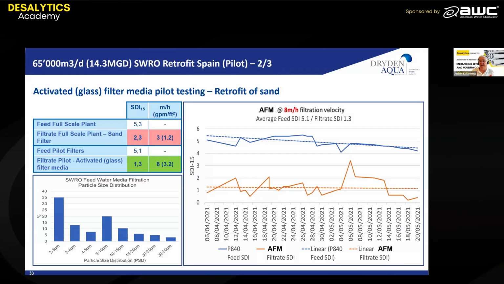So if they would go to 8 meters with their sand filters, the SDI would go to endless 6.6 and higher, and they would have a quick fouling of the RO membranes. So we tested here our filter media. We achieved an SDI of 1.3 at 8 meters per hour. This was consistently proved over a longer period of operation, as you can see here on the right side on that graph.